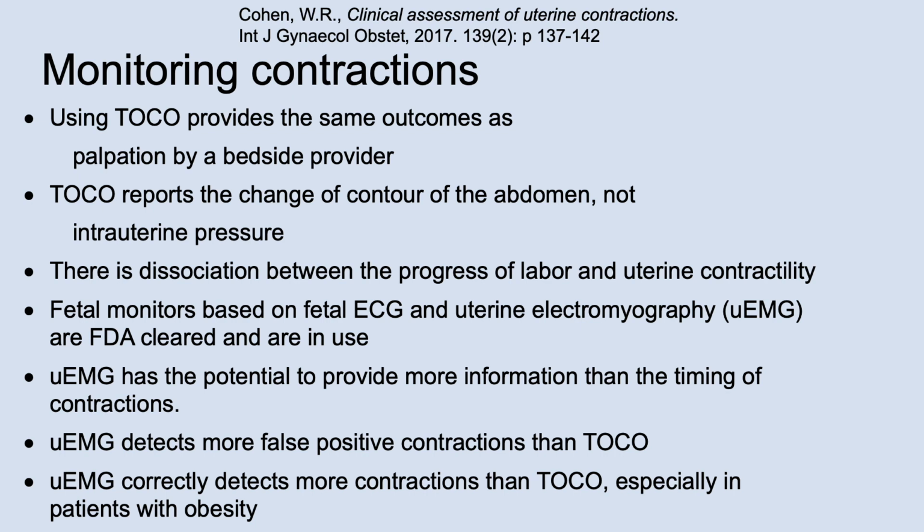Next point Cohen presented is that there is a dissociation between the progress of labor and uterine contractility. He actually emphasized forces that the uterus was producing, and that's very true. We just don't understand how the forces are produced. And obviously, there are many other things such as cervical compliance and tissue differences and pelvic structure differences and things like that.